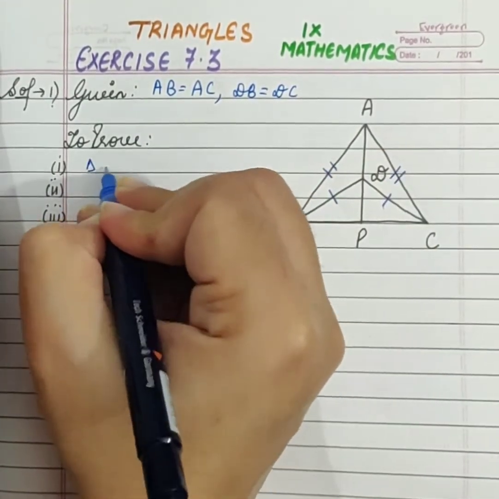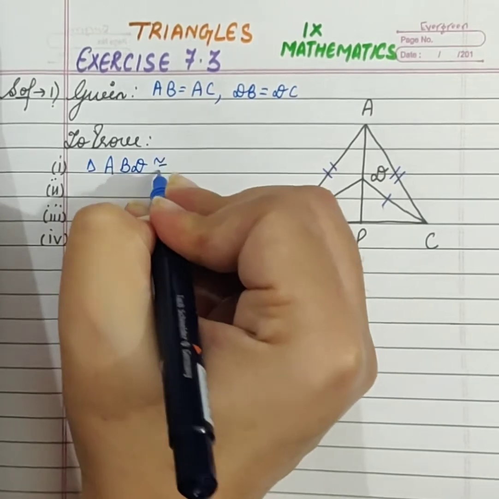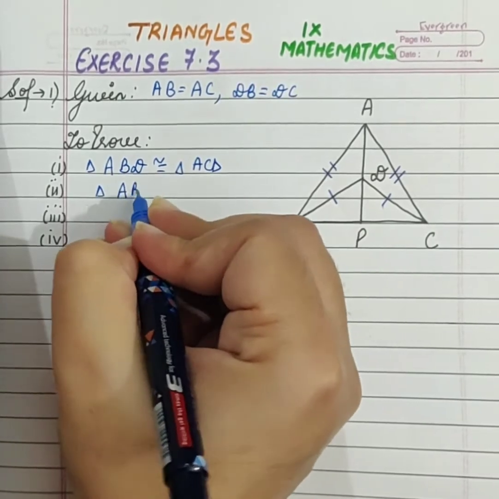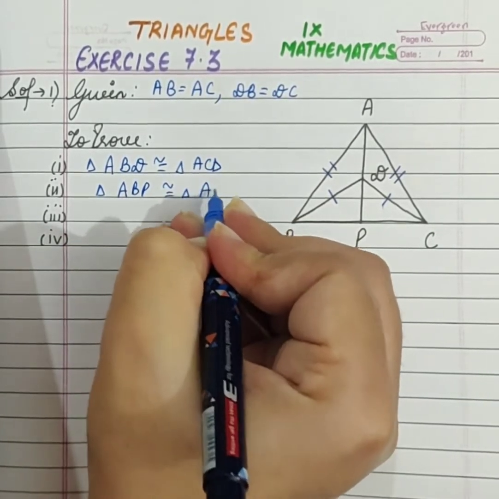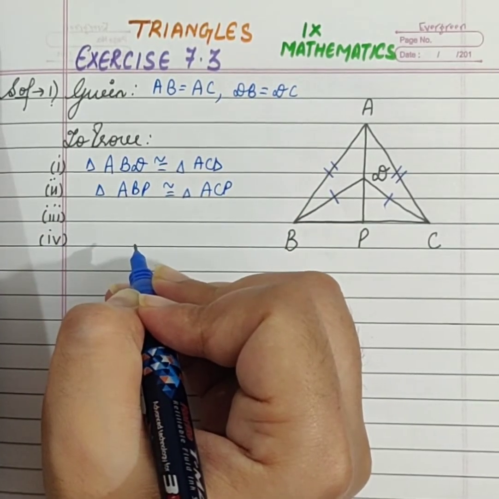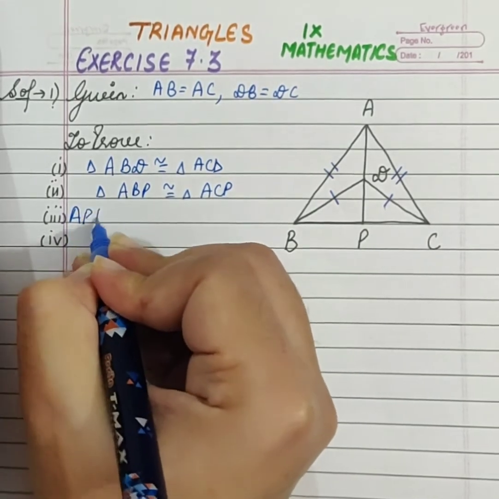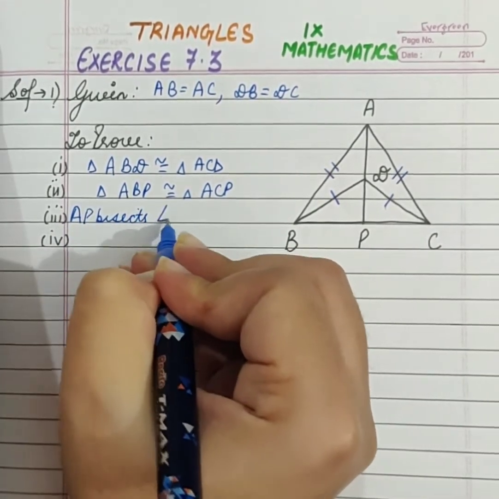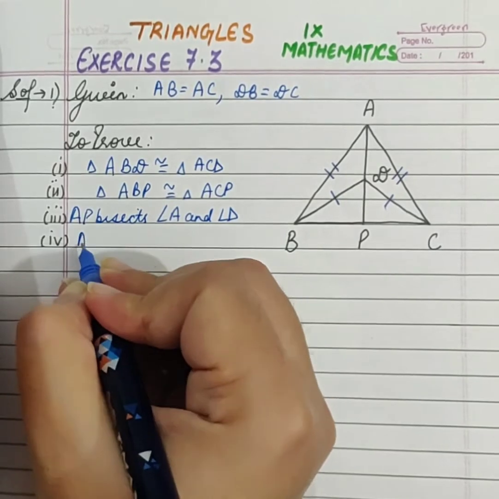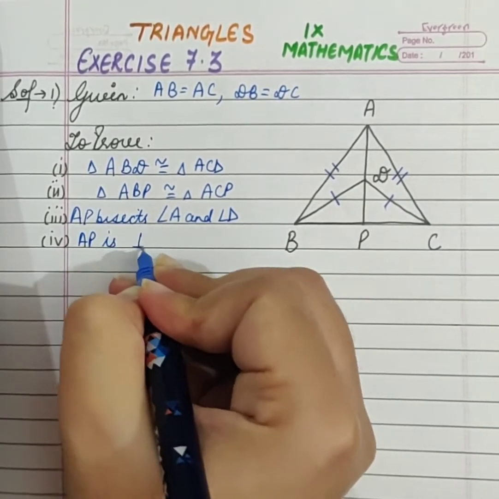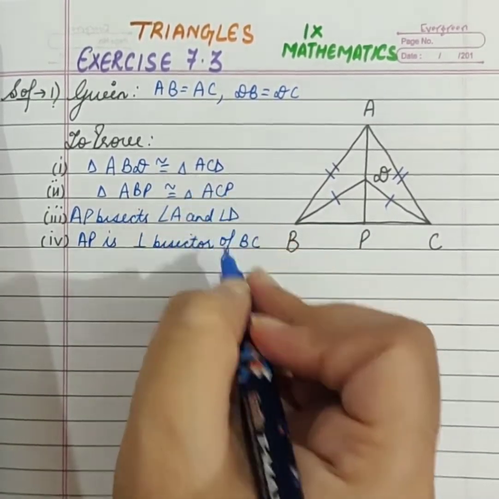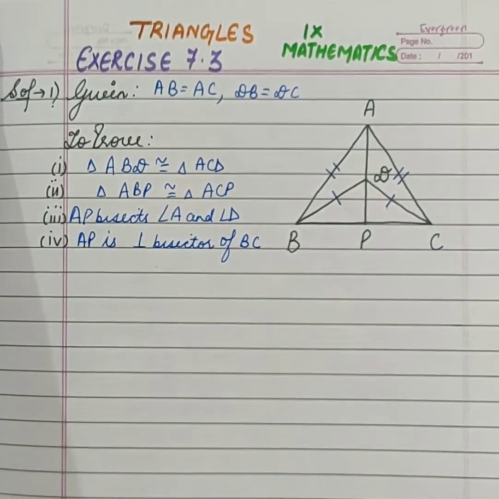Four parts. The first part is triangle ABD is congruent to triangle ACD. Second part is triangle ABP is congruent to triangle ACP. The third part is AP bisects angle A as well as angle D. And the fourth part is AP is the perpendicular bisector of BC. We can write them in short also, that I'll tell you later how to write.